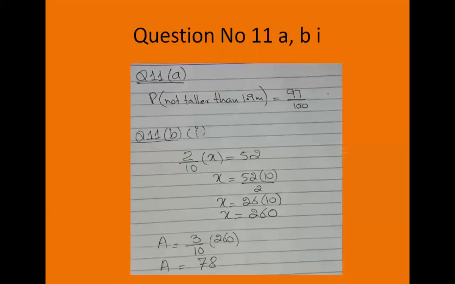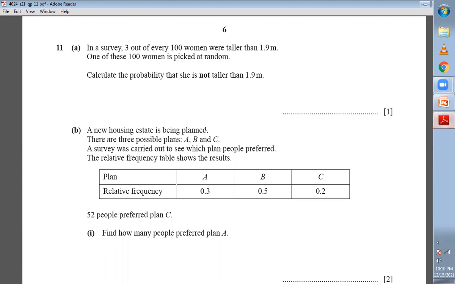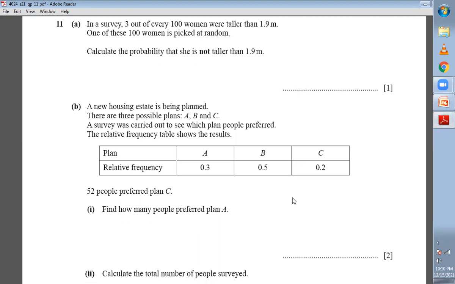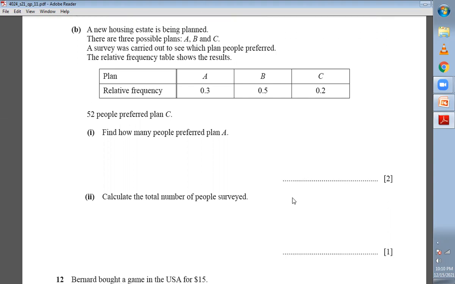So here we go. The probability that it is not taller than 1.9 meters will be 97 by 100. This is how you will write this. Okay, so let's do the next question, and that's the B part of question number 11. Let me bring it in front of you.